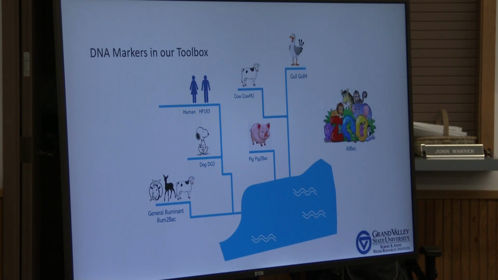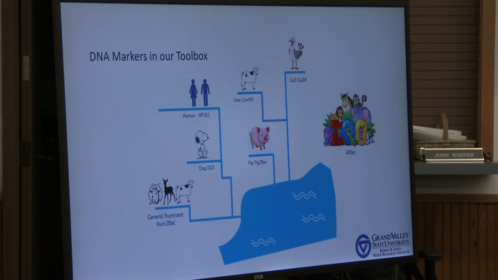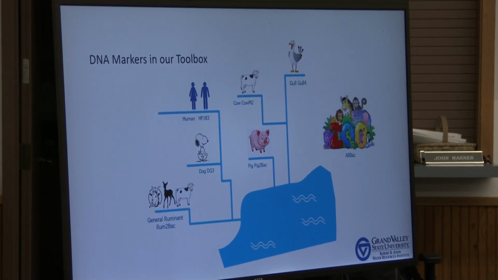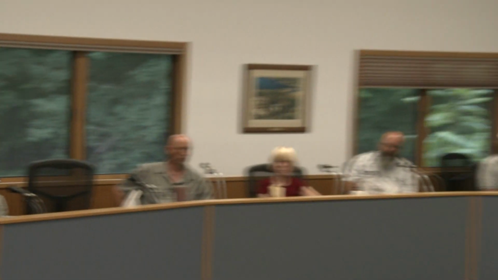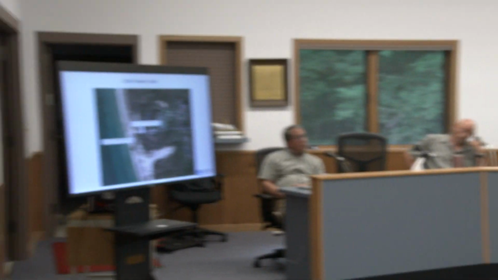And we even have a marker for all animals, all-bac. We're just starting to work with that one and try and use that to differentiate where we have populations of E. coli that might be growing in the environment. If we can't pin it on an animal, we may be able to see it with the all-bac marker. So we're kind of looking at different combinations of markers, but these are the ones that we have available in our lab in Muskegon.